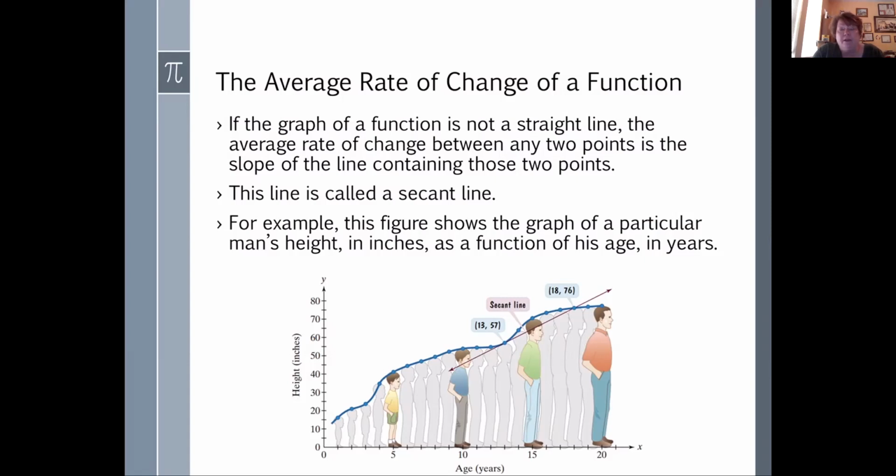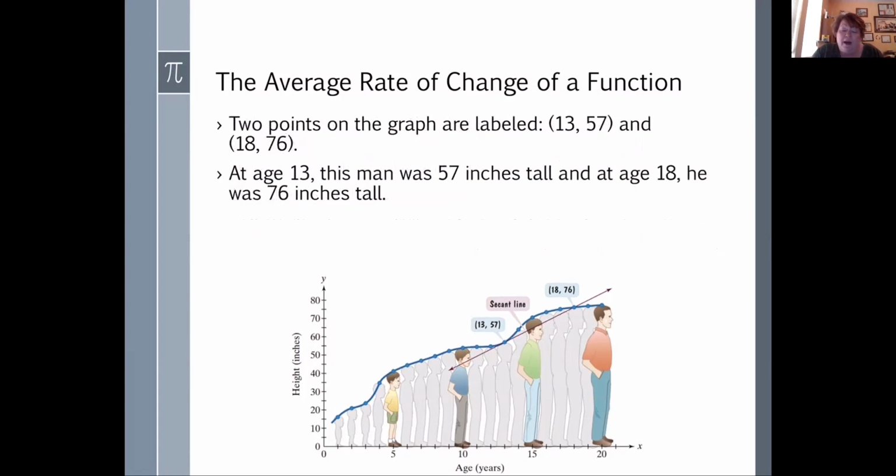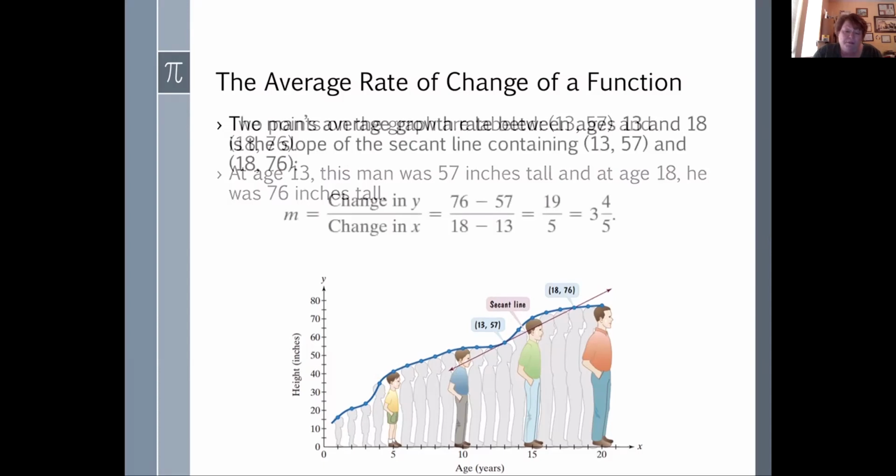We only need 2 points to create a line in the coordinate plane. We connect those 2 points, and the line that connects those 2 points is called a secant line. And we can find the slope of the secant line. And if we find the slope of the secant line, it gives us the average rate of change between those 2 values. So 2 points on the graph are labeled (13, 57) and (18, 76). At age 13, he was 57 inches tall. At age 18, he was 76 inches tall.